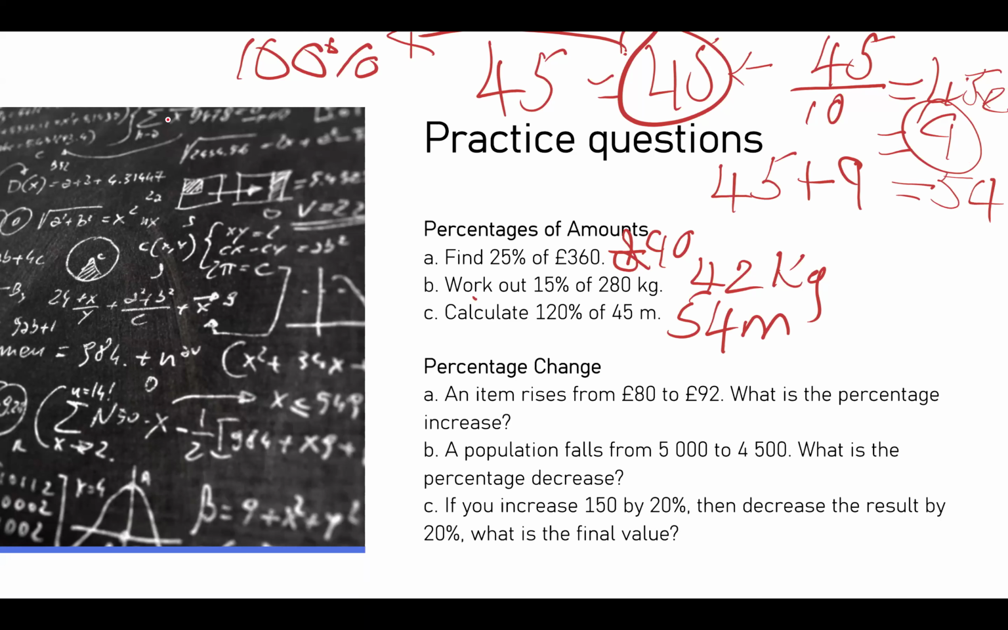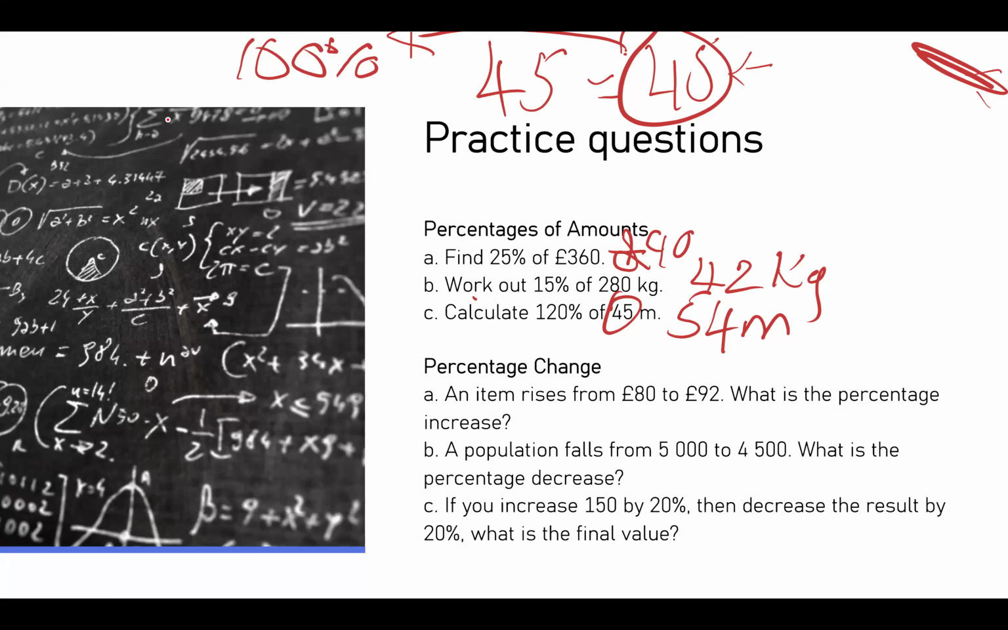That is the answer. And we know this is correct because 120% should be greater than this anyway, because it's 120% and not 20%, as 100% is always what it is given to us.